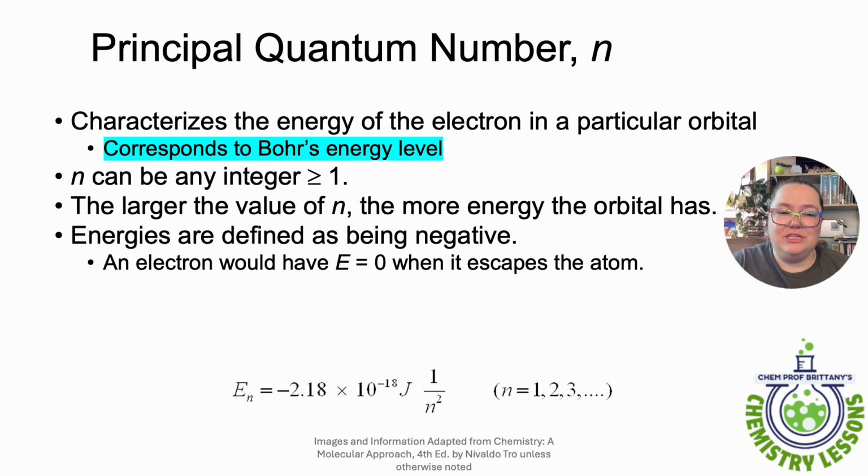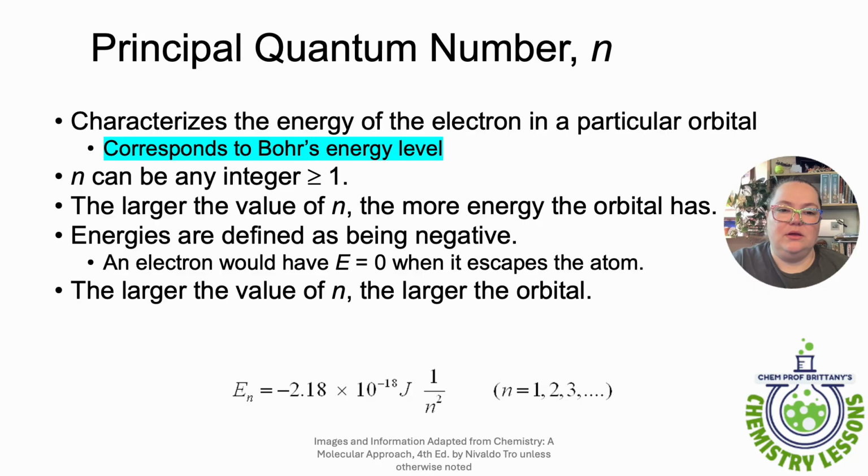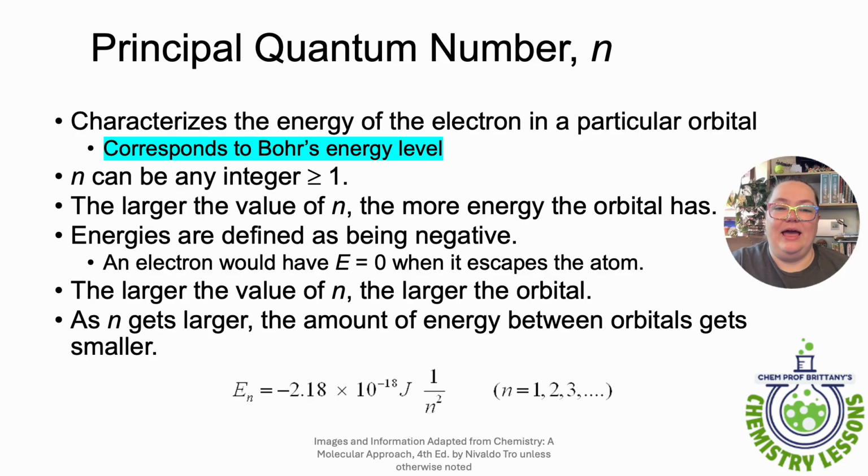And our energies are defined as being negative. And so it would have 0 energy when it escapes the atom, and then more and more negative along the way. So the larger the value of n, the larger the orbital, and as n gets larger, the amount of energy between the orbitals gets smaller.